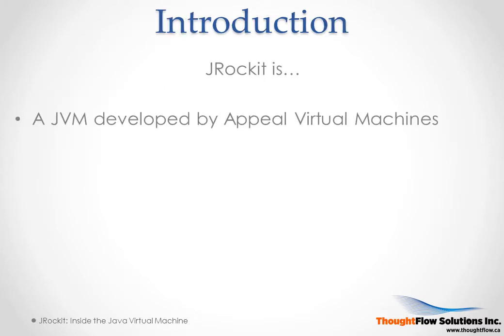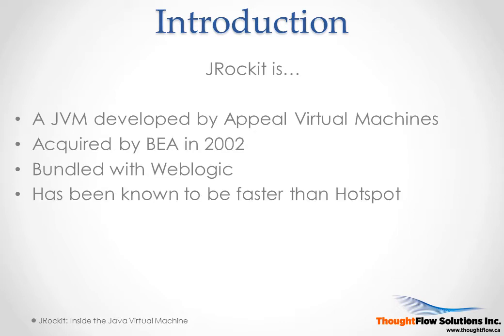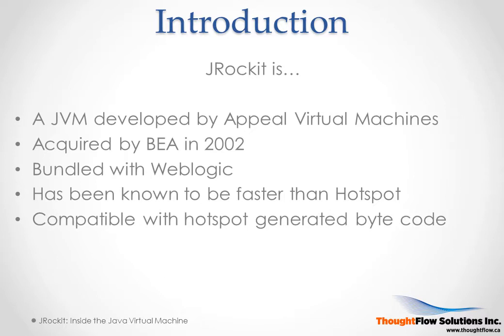So JRockit is a JVM that was developed by Appeal Virtual Machines. It later got acquired by BEA in 2002, which incidentally got acquired by Oracle in 2008. It was bundled with WebLogic and continues to be bundled with WebLogic, and has been known to be faster than HotSpot for certain types of applications. It's of course compatible with HotSpot generated bytecode.